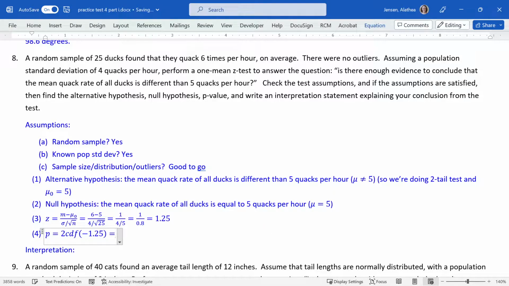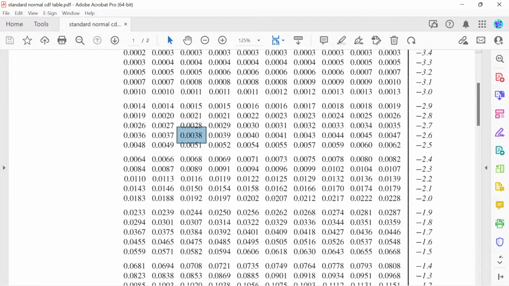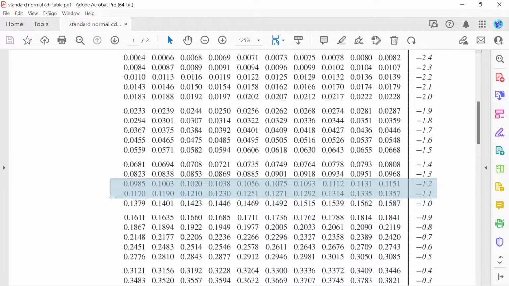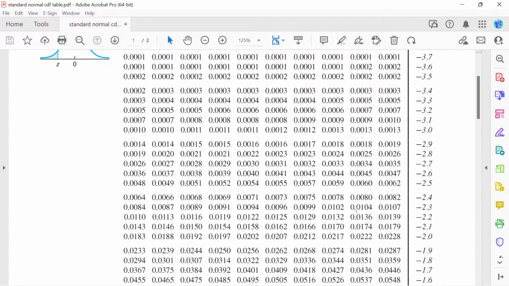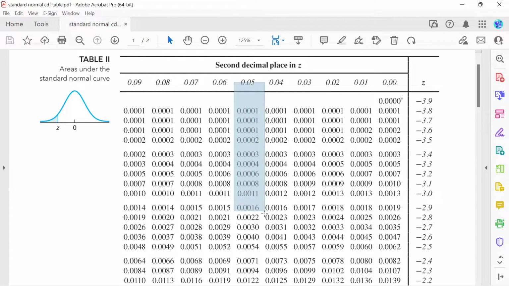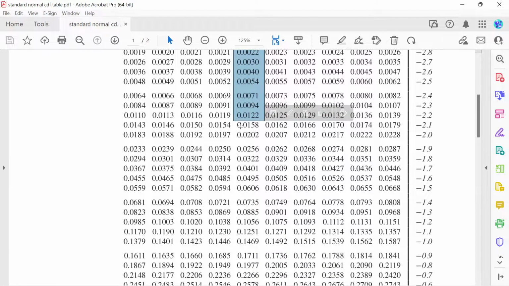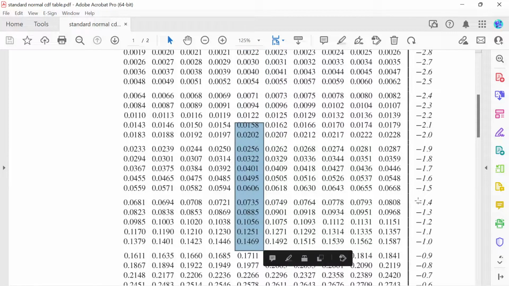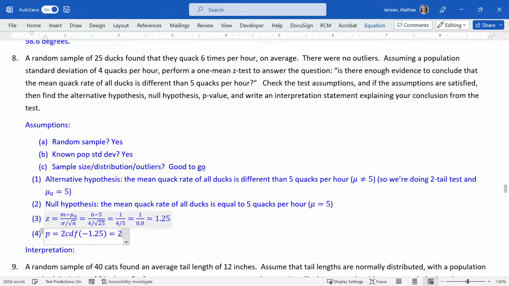All right, so let me go to my table and look up negative 1.25. So negative 1.2 is here, and then 5 is going to be this column. Okay, let me come back down. So it's this column. All right, and then negative 1.2 is here. Okay, so I'm looking at 0.1056. All right, and then I'm doubling that, so that's going to become 0.2112.